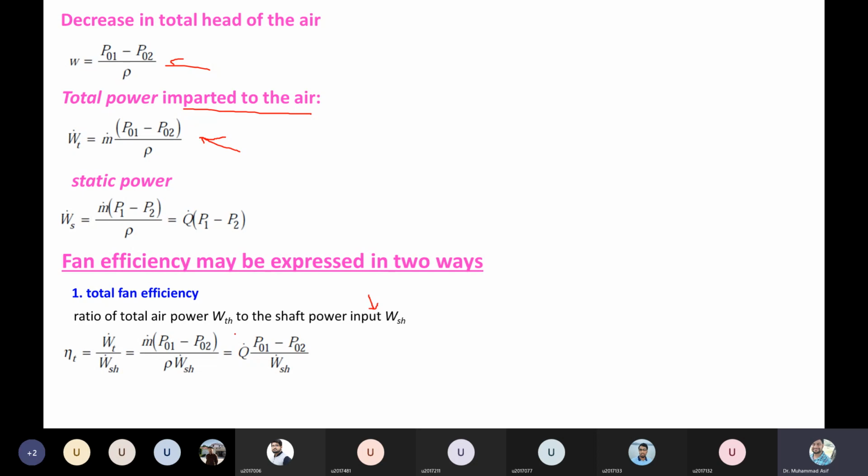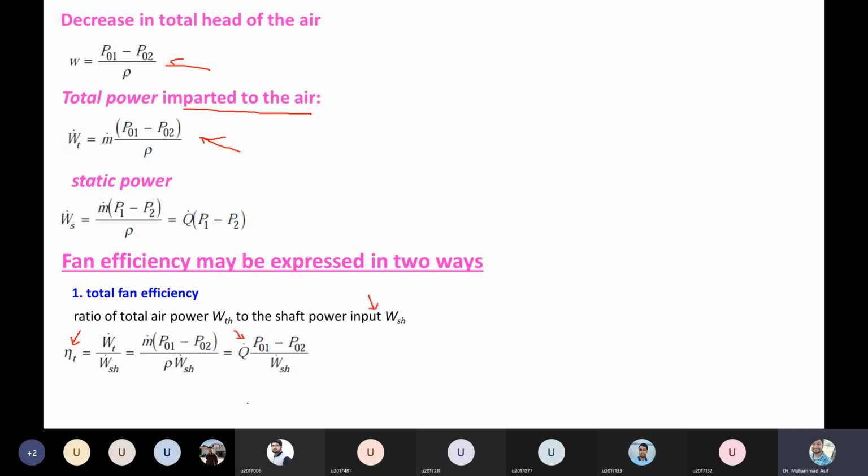So what you need is the flow rate of the air, right? At inlet, what is the total pressure and what is the pressure at the outlet. So then you can have the total fan efficiency. So that will give you an indication of the fan efficiency, right?